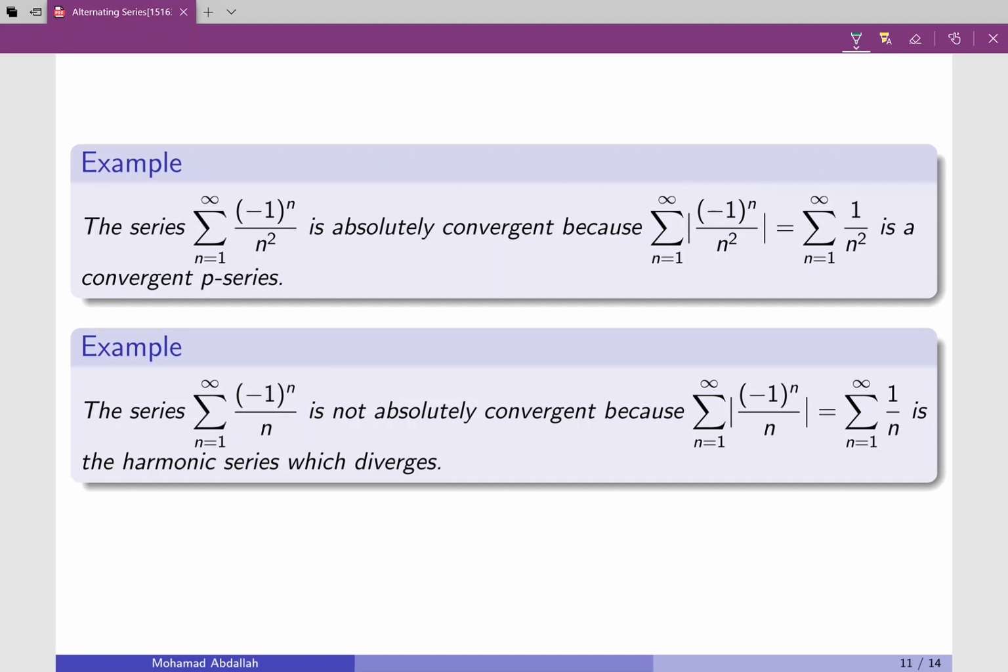This is an example of a series that's not absolutely convergent. We have shown earlier using the alternating series test that this is convergent. Okay, but is it absolutely convergent? No, because if you take the absolute value of the term, that's going to be 1 over n. And I know that the sum from n equal 1 to infinity of 1 over n is the harmonic series, which is divergent. Okay, so here we showed an example of a series that's absolutely convergent and a series that's not absolutely convergent.